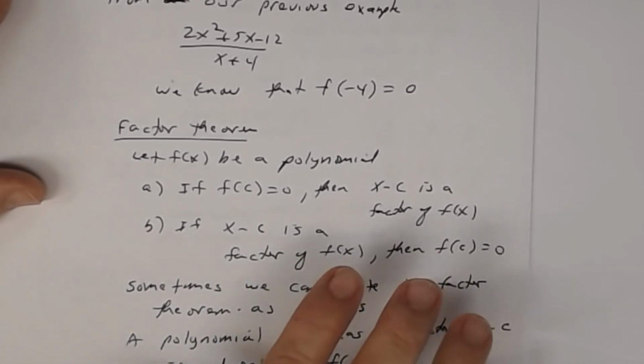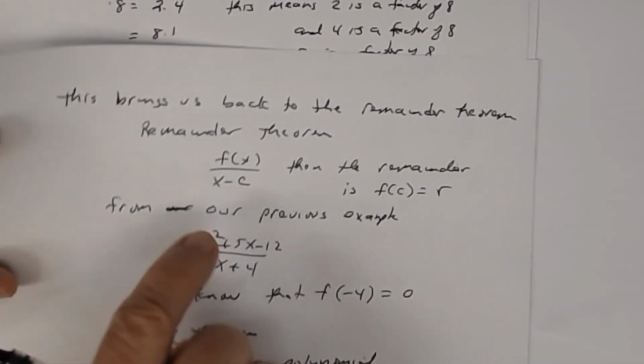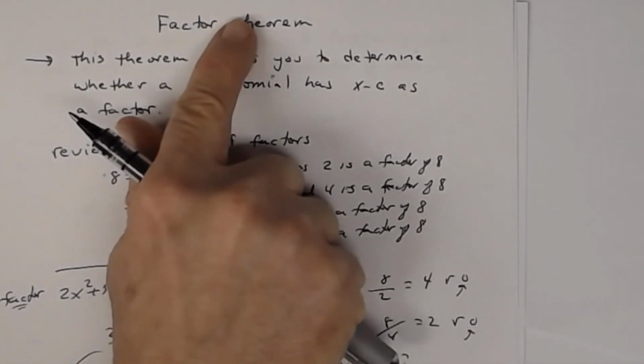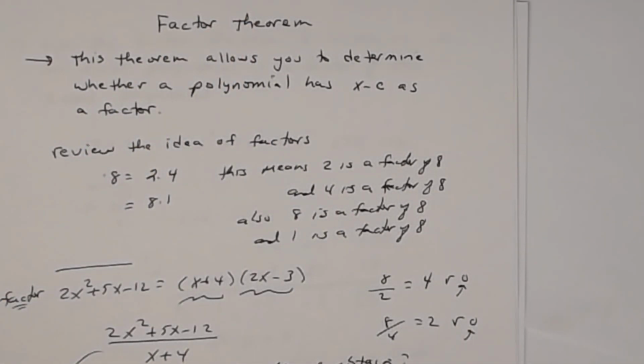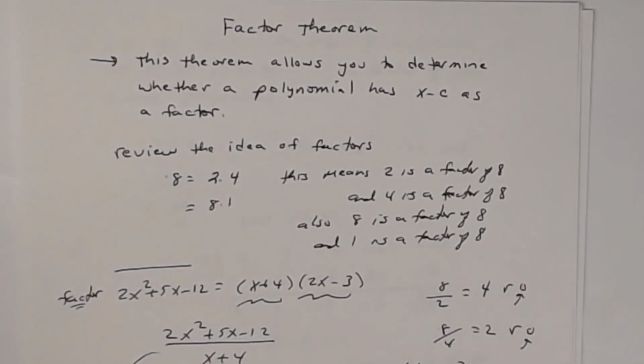And so one of the things we're going to talk about in the next part of our lesson using the factor theorem is the idea of zeros. So that's going to be the next part. The next part is going to talk about the idea of a zero. Okay? All right, so that is the end of this lesson.